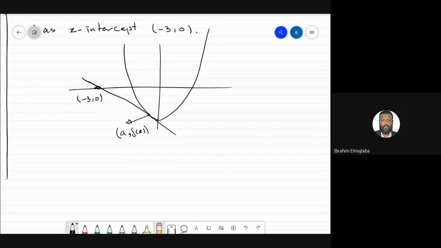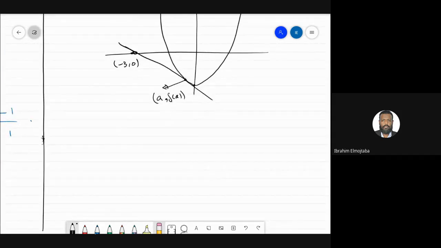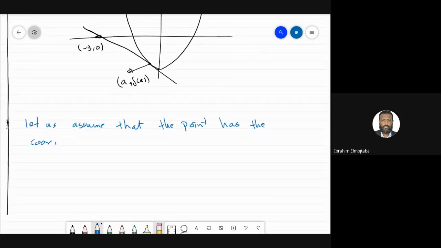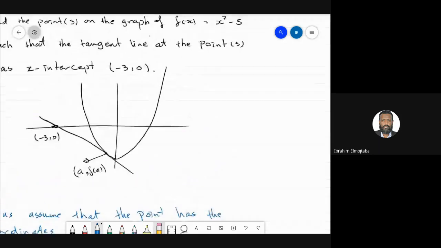معناها البوينت المطلوبة، the point، أو خلينا نفترض let us assume that the point has the coordinates A و F of A. تمام، هذا الكلام يعني إن الكوردينيتس هي A، وطبعا الدالة F معروفة اللي هي x سكوير ماينس 5، معناها راح تكون A سكوير ماينس 5.